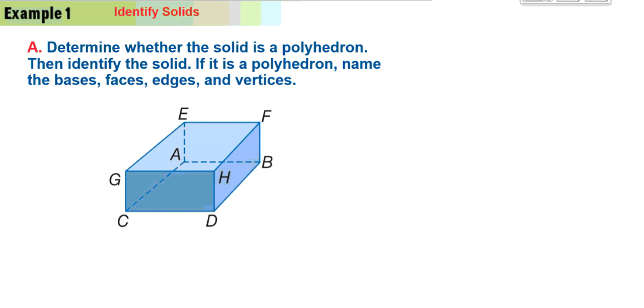So the first thing is to name the solid. What do you think that solid is called? A prism. And what kind of prism is it? A rectangular prism. So I'm just going to write yes because it is a polyhedron and it's a rectangular prism. And we just said you're going to need a lot of space for this one.